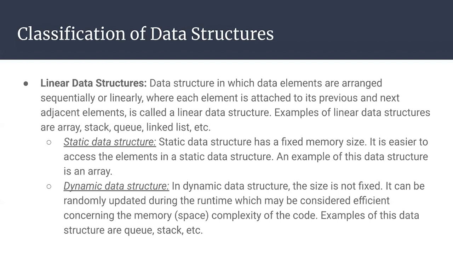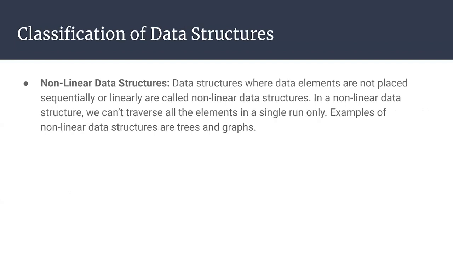So let's park these things here for now, right? Examples of these data structures are queues and stacks. In nonlinear data structures, the data elements are not placed sequentially or linearly. In nonlinear data structures, we can't traverse all the elements in a single run. Examples of nonlinear data structures are again trees and graphs, right?